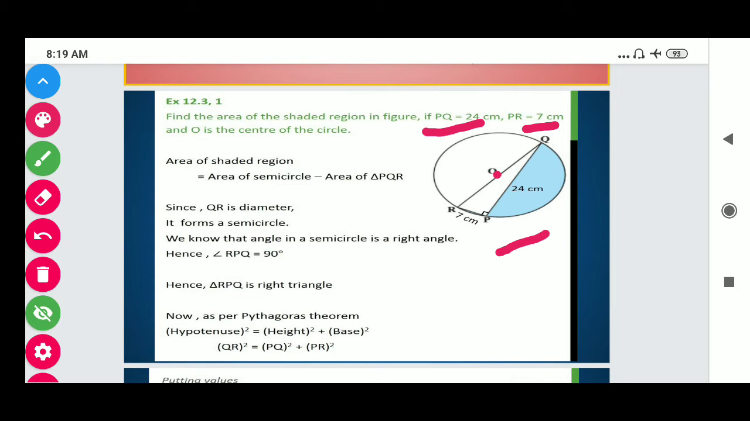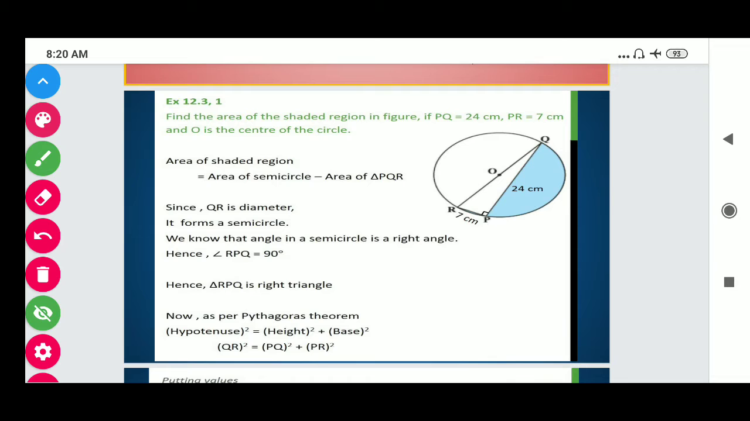Students, here we have a circle with center O. QR is a diameter and PQ is a chord and also PR is another chord, and whose dimensions are given in this statement. We have to find the area of the shaded region. Students, you can observe here that the shaded region is lying within the semicircle. Okay, if we deduct this right angle triangle from the semicircle, then we get the shaded region. So by using this working rule, we continue.